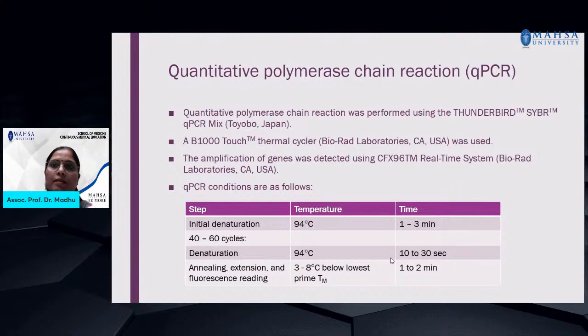Initially, the RNA was denatured at around 90 degrees centigrade. The denaturation was carried out for 40 to 60 cycles, and each time the temperature was maintained at 94 degrees centigrade, for 10 to 30 seconds depending upon the gene. Later, it is followed by annealing, extension, and fluorescence reading.